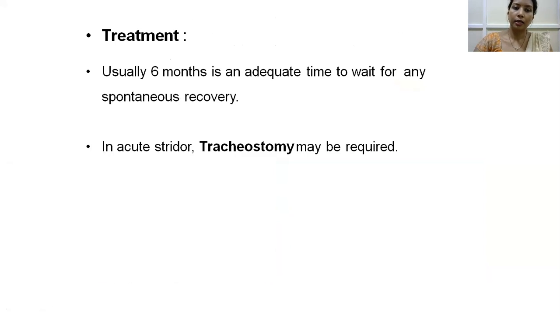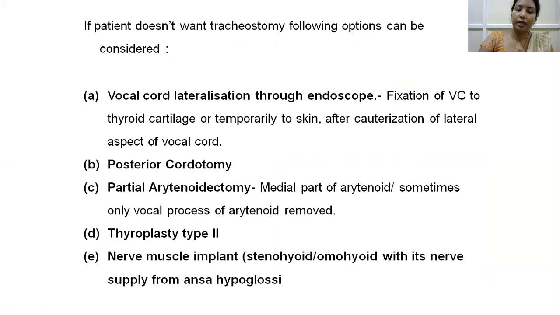So the treatment mainly here, in acute cases of stridor, tracheostomy may be required. But in patients who are comfortable, who have vocal cords in paramedian position, you can give them 6 months and wait for a spontaneous recovery, which is very rare in these conditions. If the patient does not want a tracheostomy, as tracheostomy gives more or less an unsightly appearance, so in younger age groups or in patients who do not wish to have this kind of a tracheostomy tube popping out through the neck, there are procedures which can be done to lateralize the cords.